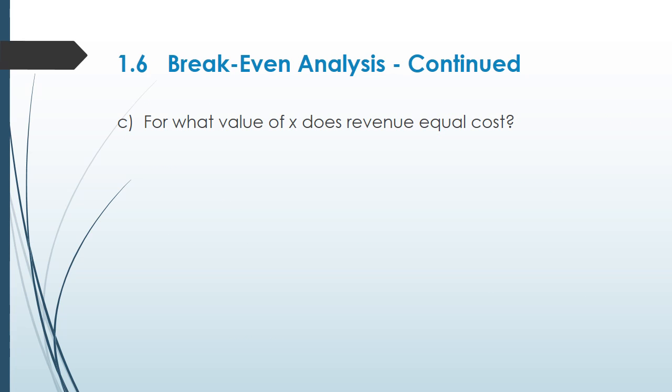Now part C says, for what value of x does revenue equal cost? So we're going to take the two equations we found in A and B and set them equal to each other and solve for x. Pause the recording and try this, then resume the recording to check your answer.